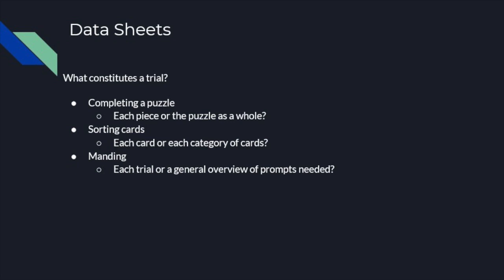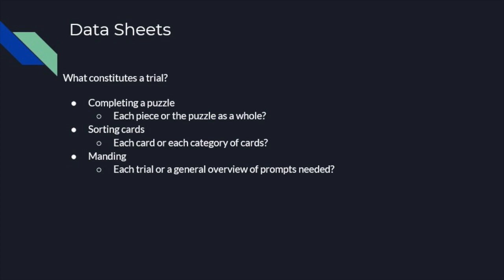An example of when completing a puzzle would be done piece by piece is if you are trying to increase the amount of pieces a child does independently. For example, if the child is completing a 10-piece puzzle and you only take data on the puzzle as a whole, you might miss out on very pertinent information about which pieces or how many pieces were independent versus how many were not independent.